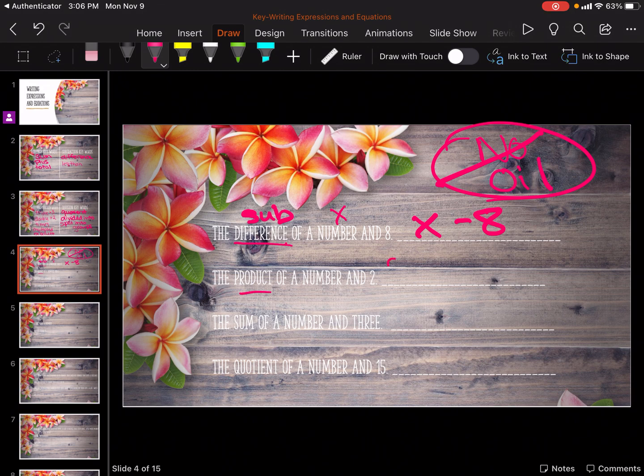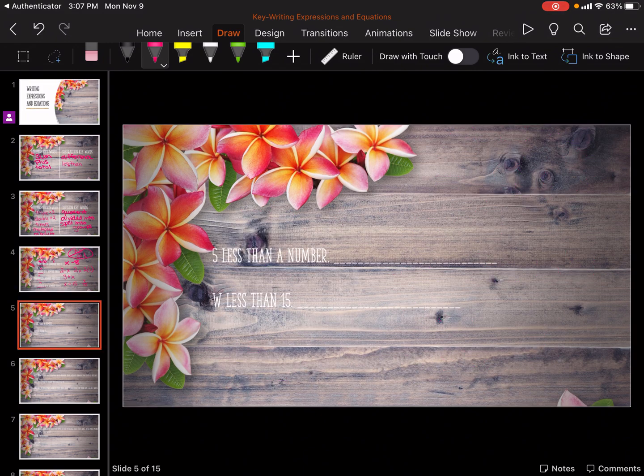Okay, product is multiply, a number and 2. So you can do 2 dot x, you can do 2x, or you can do it with parentheses. The sum of a number and 3, so 3 plus x. Quotient of a number and 15. So quotient is division. So we are going to do x divided by 15, and then remember you can do x over 15 as well.